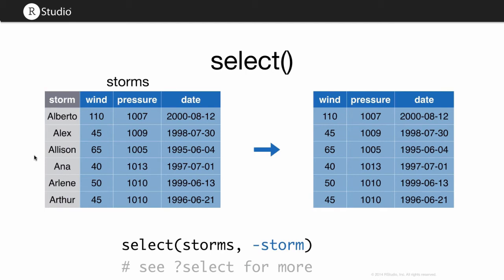Well, with select, you can put a negative sign in front of a name, and you'll get back everything except that name. So here we get everything except the storm column. You could also use the colon notation to get a range of variables. So this would say, give me back the wind variable, the date variable, and any variable that appears in between them. So that'd do the same as the previous command.